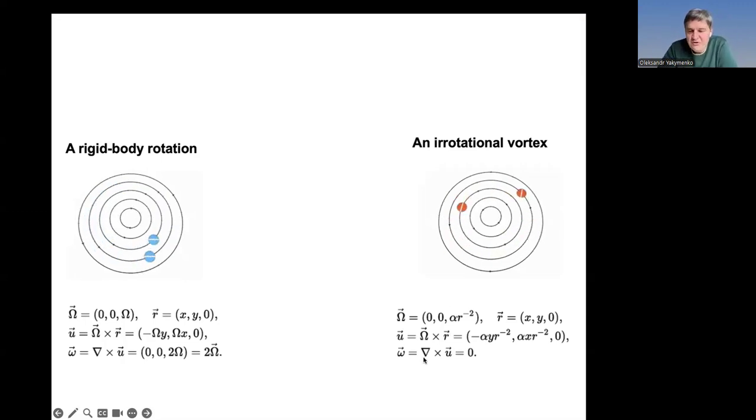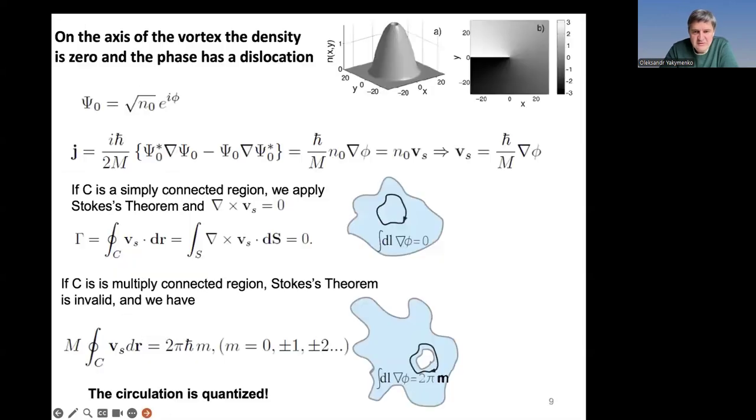So these simple calculations clearly show you that the rotor of this field could be zero, but in some important cases, when the topology of the system is changed, you can get a non-zero value of this circulation.